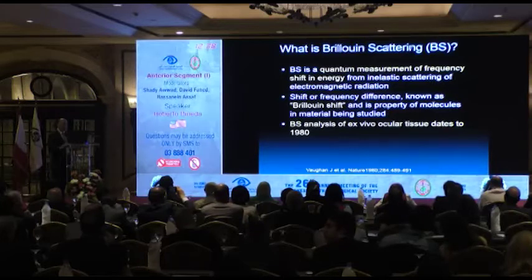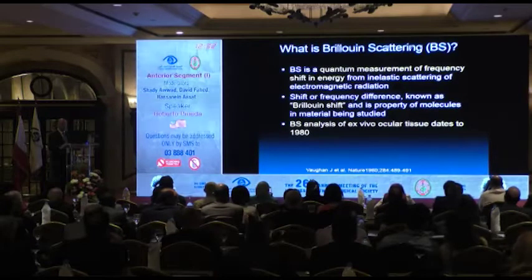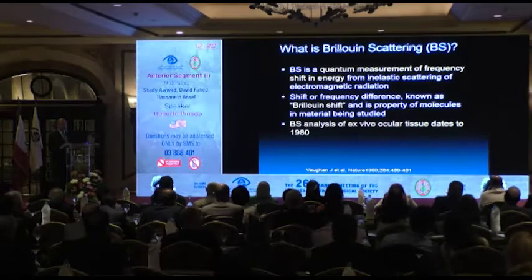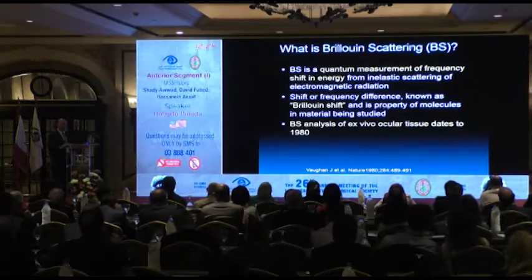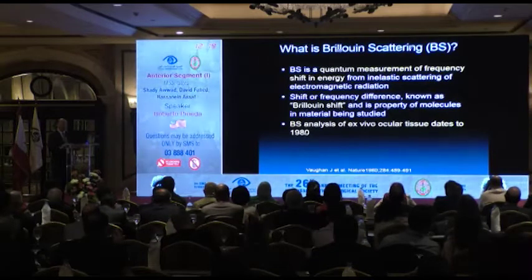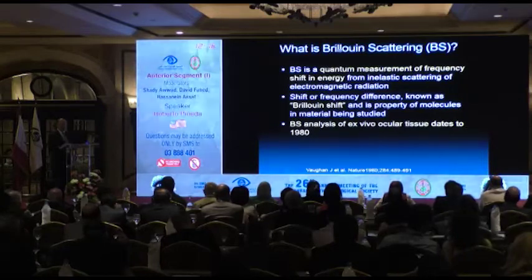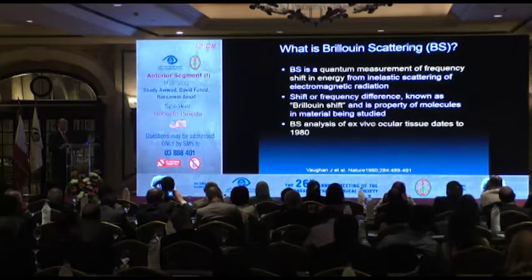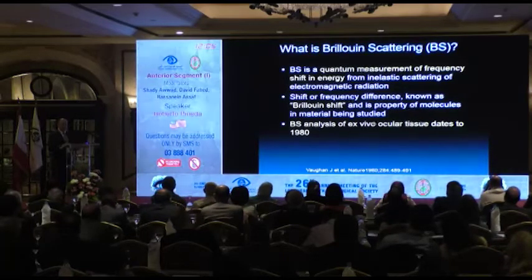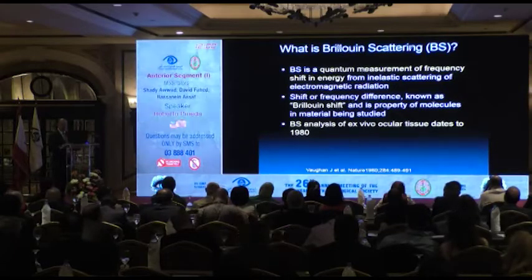So you may ask, what is Brillouin microscopy? It's based on the principle of Brillouin scattering. This is a quantum measurement of frequency shift. We are mostly familiar with Rayleigh scattering, which is why the sky is blue, and Mie scattering, which is why clouds are white. But this is Brillouin scattering, basically a form of inelastic scattering of electromagnetic radiation. Each molecule has a particular property, and the frequency shift of energy is what is referred to as the Brillouin shift. Interestingly, this is not new technology. We have data going all the way back to 1980, where we looked at ex vivo ocular tissue using Brillouin scattering.